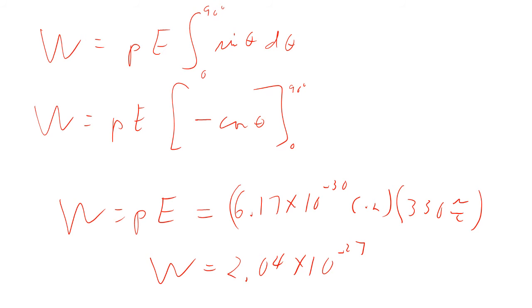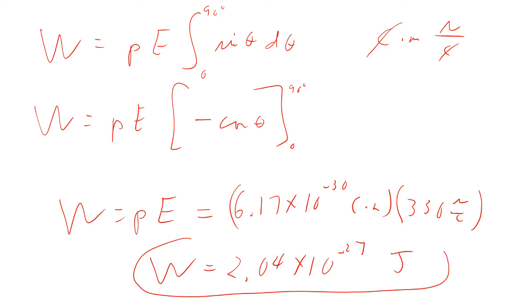Now let's make sure we get the units right. Don't just write down units, check to make sure the units are right. So we have coulomb meter times newton per coulomb. The coulombs cancel, newton times meter is joule. So the units actually come out right, which means we probably did something right. So the answer is 2.04 times 10 to the minus 27 joules.